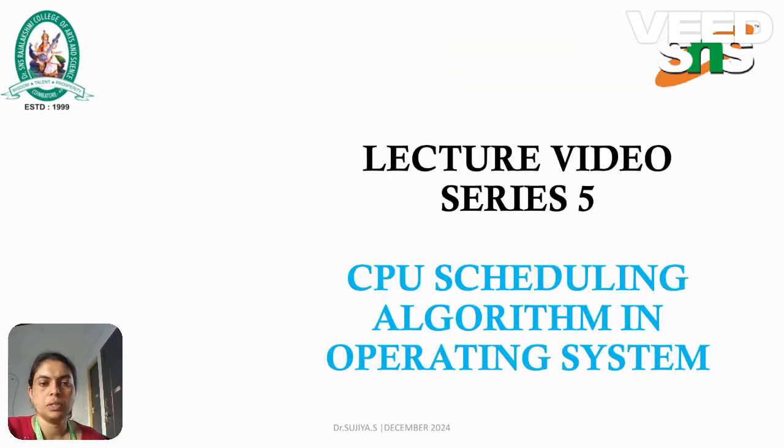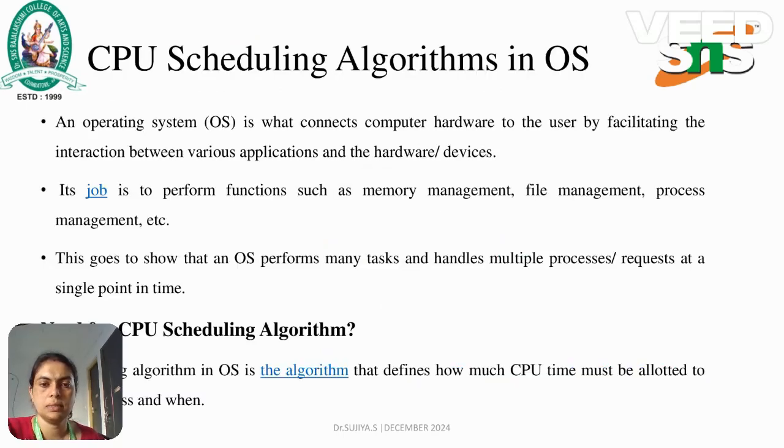And today in lecture video 5, I'm going to discuss the CPU scheduling algorithm in the operating system. The CPU scheduling algorithm connects the computer hardware by facilitating interaction between various applications and hardware devices. Its job is to perform functions such as memory management, file management, and process management. This makes tasks and handles multiple process requests at a single point of time, and it defines how much CPU time must be allotted for each task.